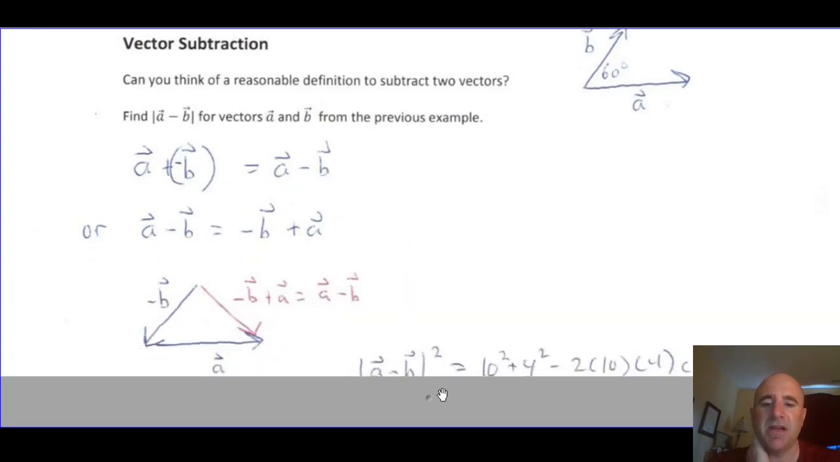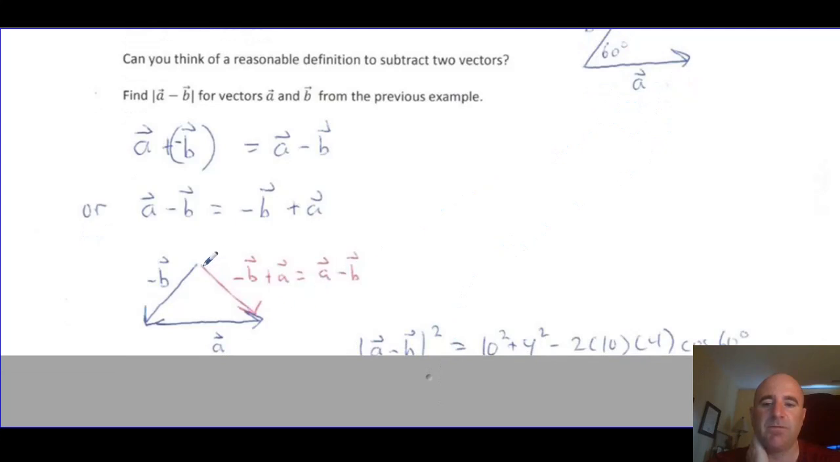So if we want to know what a minus b is, we could take our picture of a and b, and we reverse the direction of b to make negative b. And now we're adding negative b plus a. We'll notice that the vectors here are head to tail, and so this red vector here is equal to negative b plus a, or a minus b. That's just the triangle law that I'm using.